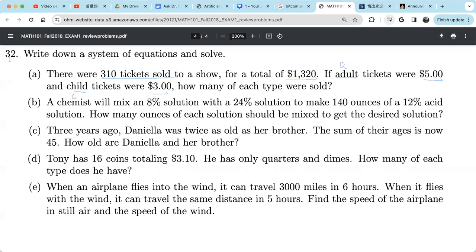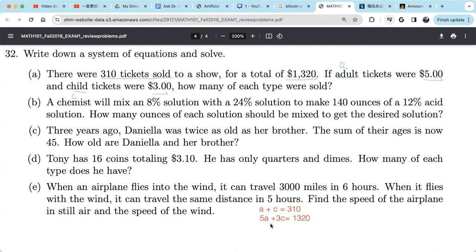So we want to form a system of equations, which I'm going to write down here. For total tickets, adults are A, children are C, and the total is 310 tickets. Then for money, each adult ticket is $5, so the total from adults is 5 times A. For children, each sold for 3, so 3C. And the total money is 1,320. So we have made a system of 2 equations.